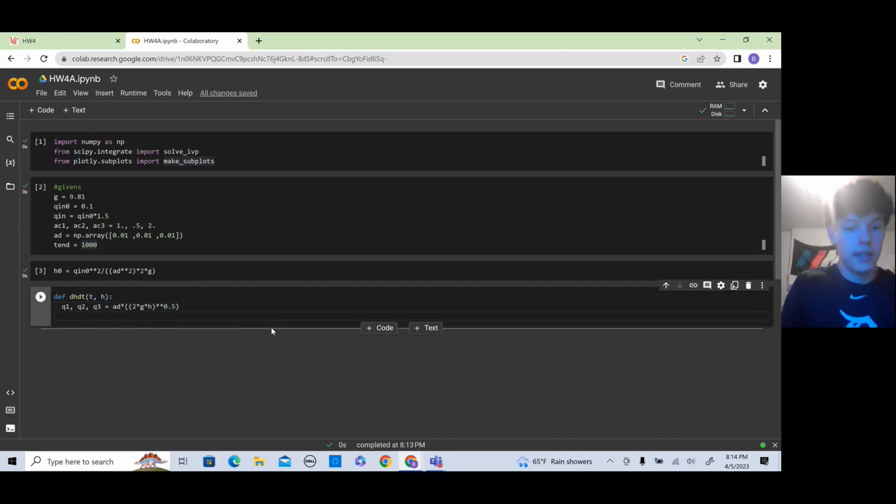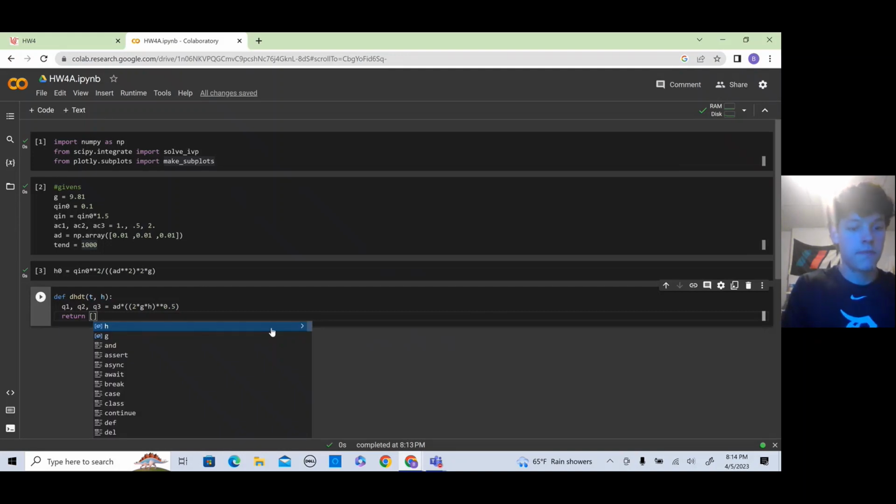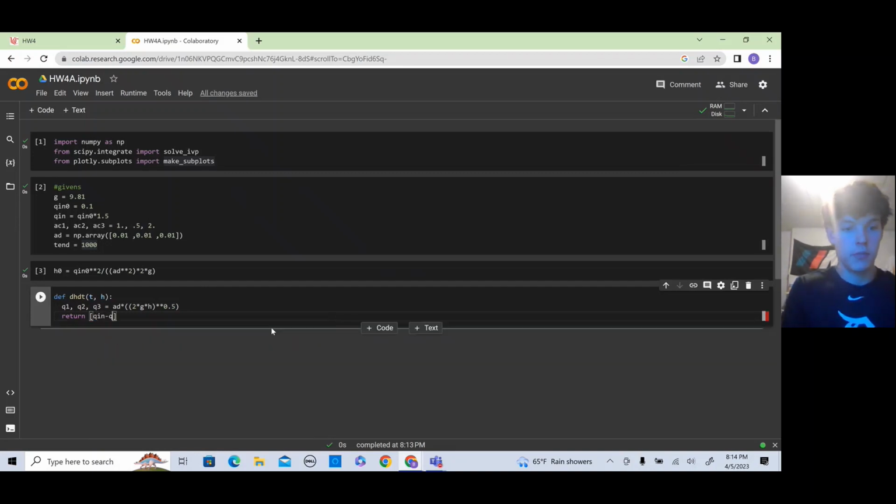All right, and then we'll want this to return our dH/dt. So using our Q1 and Q2s, we can get these. So we'll start off with our first tank, which coming in will be our regular Q in minus Q1, which would be going out. Let's make sure these stay together. And then this will be divided by our cross-sectional area of tank 1.